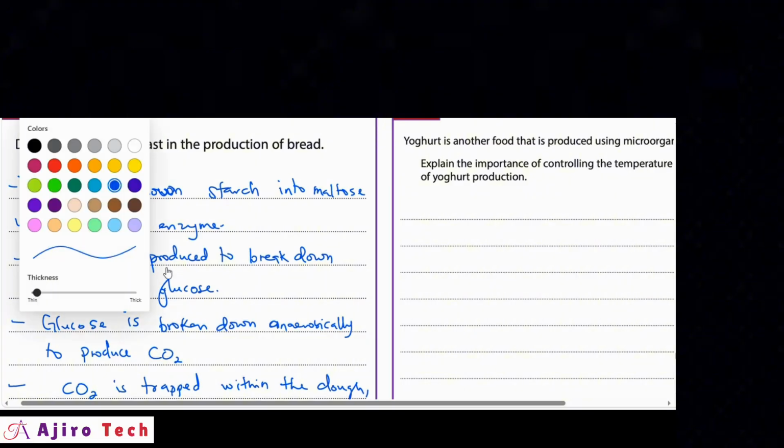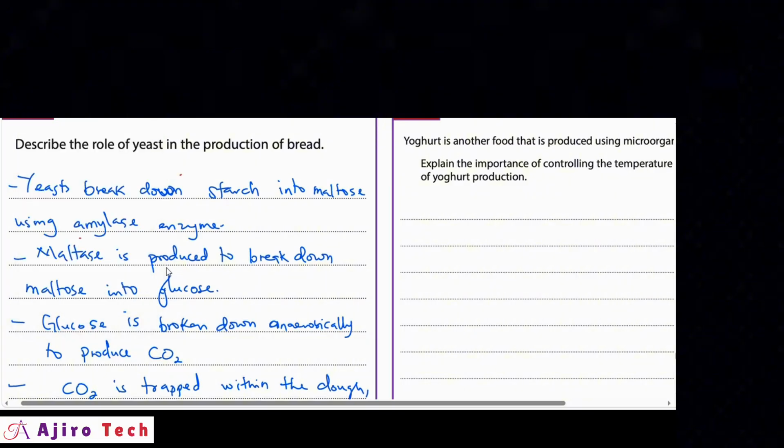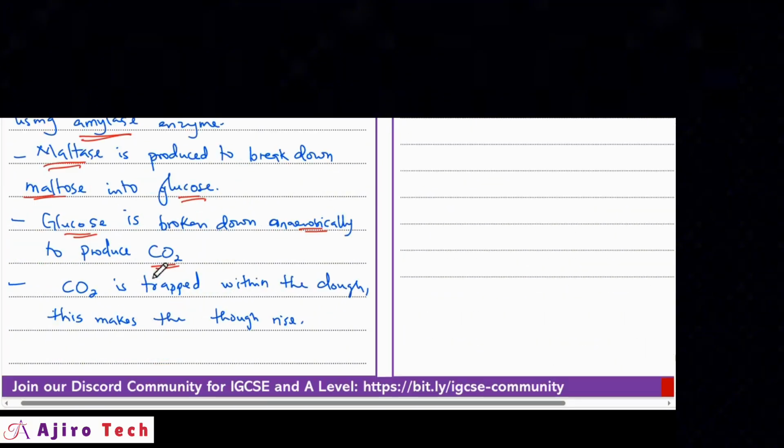Let me use red ink. Take note of amylase, and also take note of the product that is formed. Amylase is used to break down starch into maltose. Maltase is used to break down maltose into glucose. Glucose enters into anaerobic respiration to produce carbon dioxide. Carbon dioxide is trapped within the dough. This makes the dough rise. That's all. Let's move to the next question.